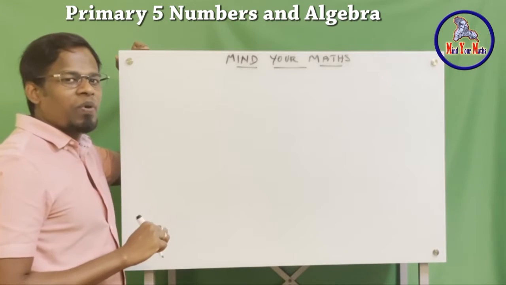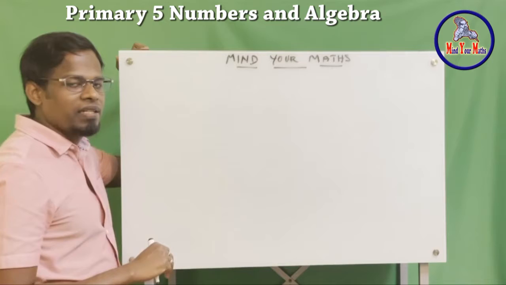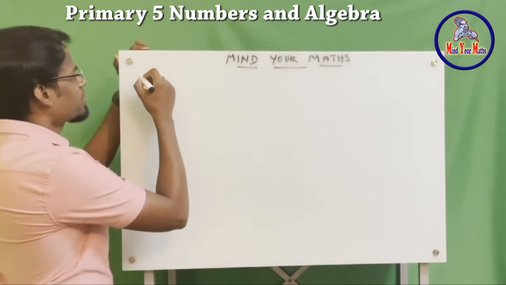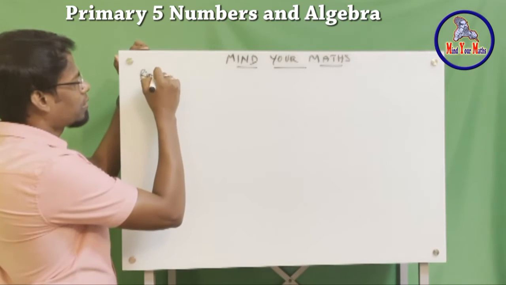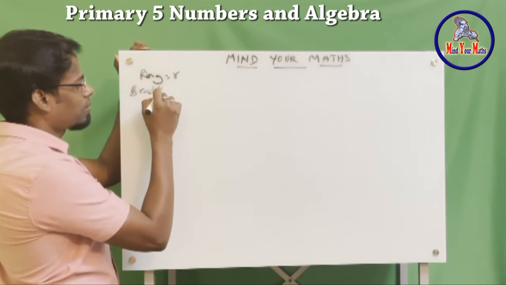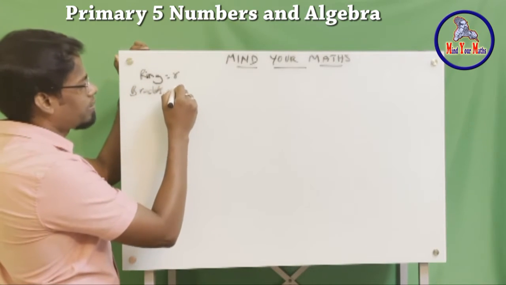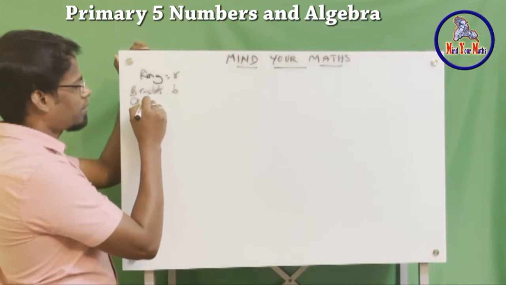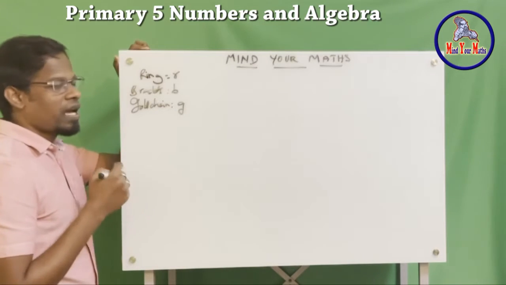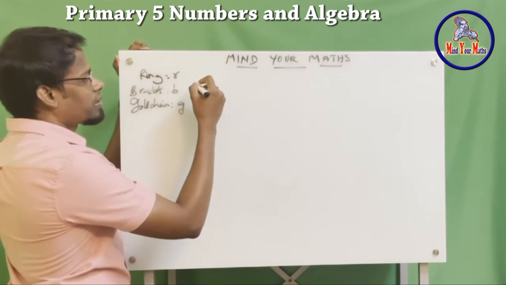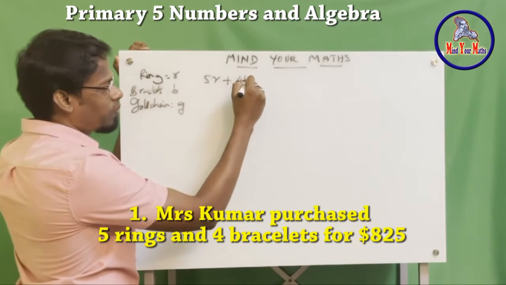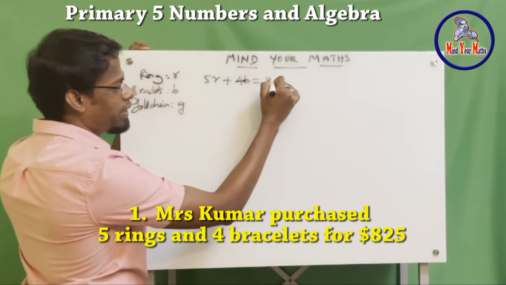Alright guys, as per the problem, there are 3 articles given, right? Ring, bracelet and what? And gold chain. Yes, so let's take ring as R, bracelets as B, and gold chain as G.